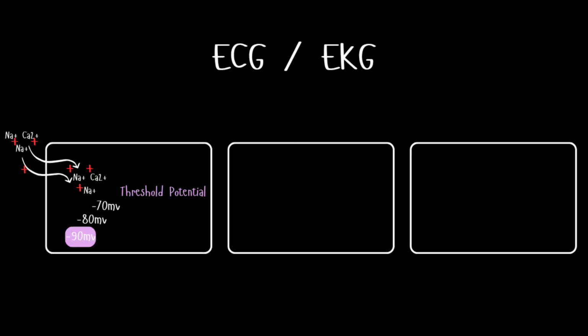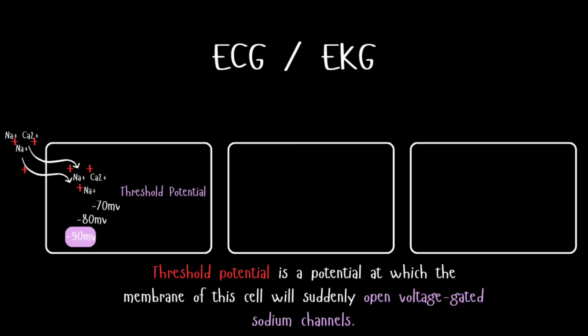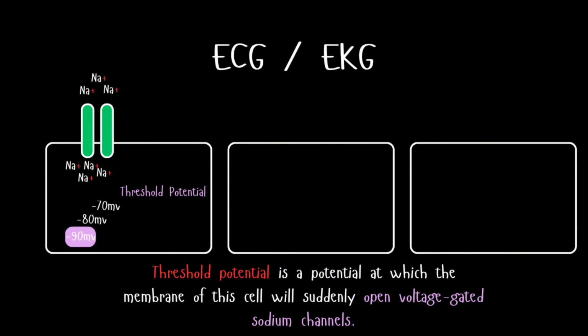And let's suppose in this cell, threshold potential is minus 70. Here, threshold potential is a potential at which the membrane of this cell will suddenly open voltage-gated sodium channels. Right now, these channels are off. These channels are not working. But as soon as you stimulate the cell and some cations are coming in, resting membrane potential starts moving towards threshold. As soon as it touches the threshold, voltage-gated sodium channels open up. As soon as voltage-gated sodium channels open in the cell membrane, a lot of sodium comes in, because normally sodium is more outside the cell.